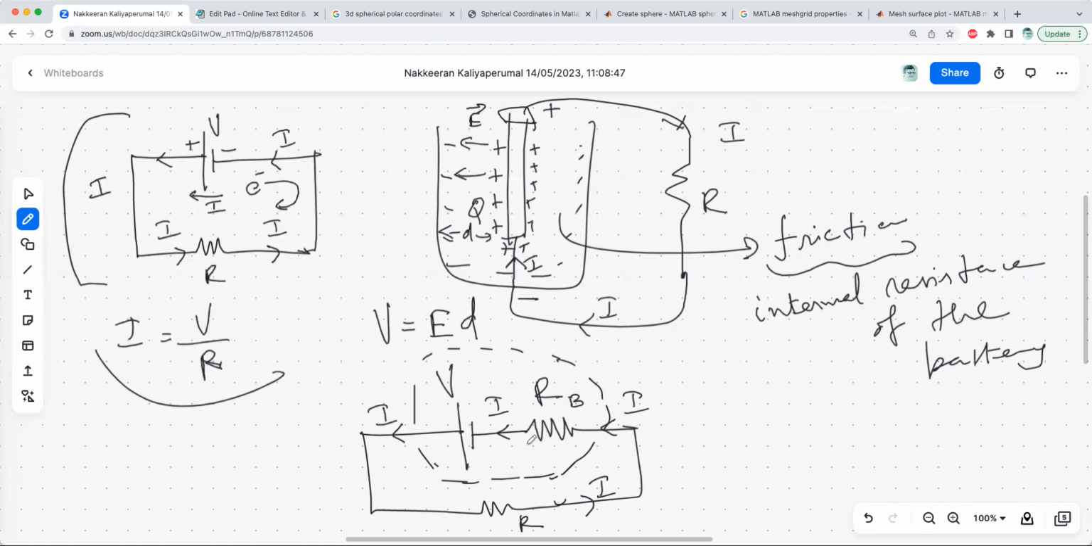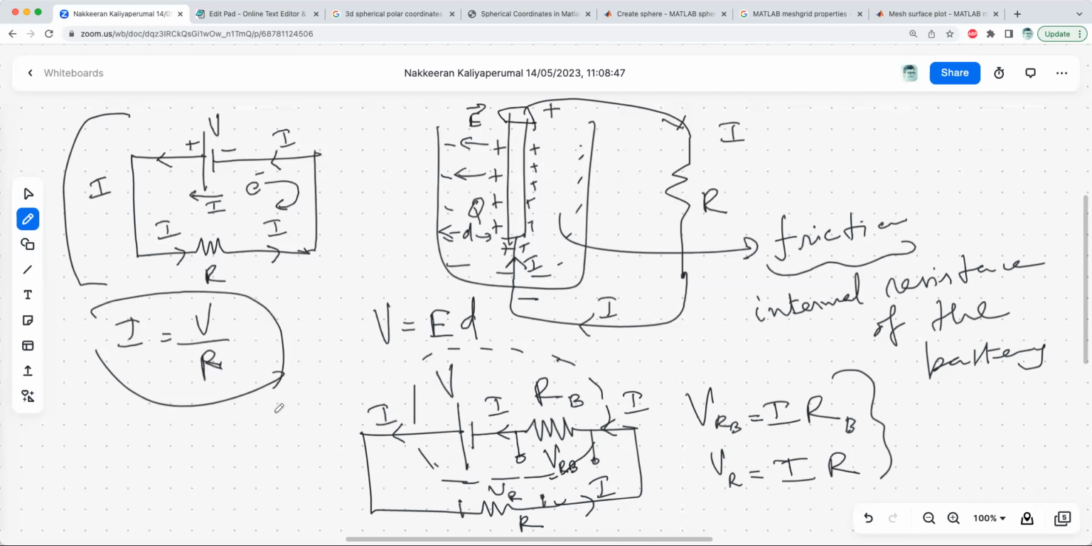But now think about it. When the current I flows through this R_B, it will follow its own Ohm's law. Do you get that? Yes. There will be a V_RB potential. So this V_RB potential according to Ohm's law will be I R_B. Makes sense to you? Yes, sir. And similarly, there is going to be a potential across this V_R, so V_R is going to be I R. Okay. So now we have some extra mathematical analysis to be done on how to go about calculating the current. This cannot follow this simple equation. Do you get that?